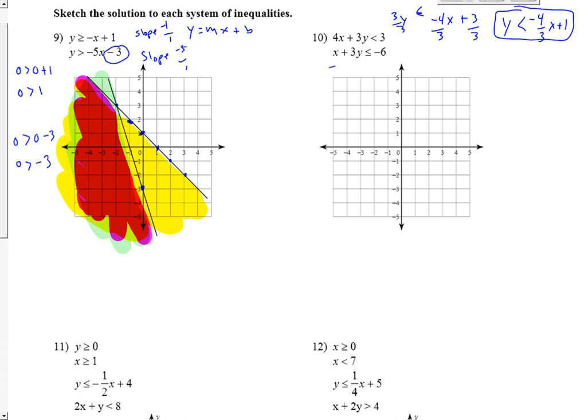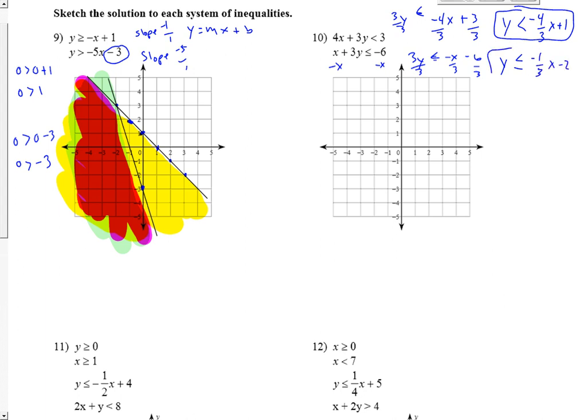And then over here, I'm going to subtract x. And I get 3y equals negative x minus 6. Divide by the 3. And I will get, oh, not equals, but less than or equal to. And I get y is less than or equal to negative 1/3 x minus 2.